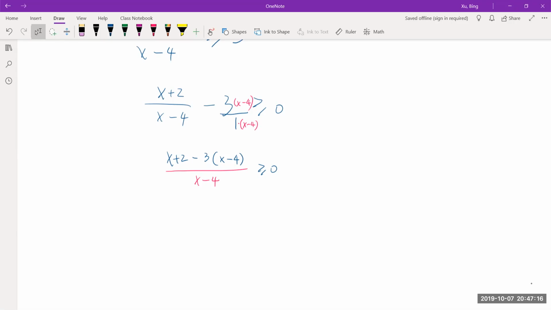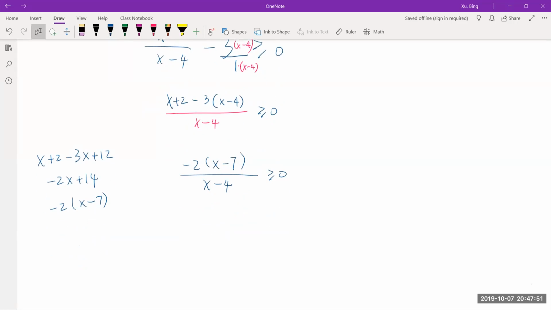Now, let's simplify the top. I will do it on the side. x plus 2 minus 3x plus 12. Combine like terms, that's negative 2x plus 14. And if I factor out the negative 2, I have x minus 7. Why do I need to factor? You don't have to in this case. It's pretty easy to tell what the 0 on top is. I just like to factor everything. Anyway, simplify the top like that: negative 2 times x minus 7. Any questions so far?